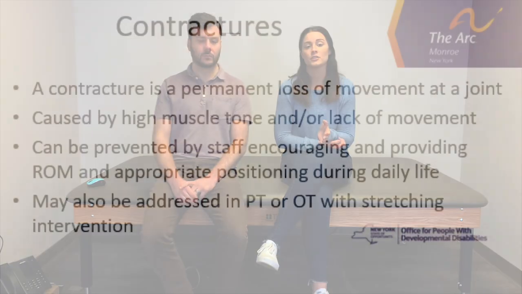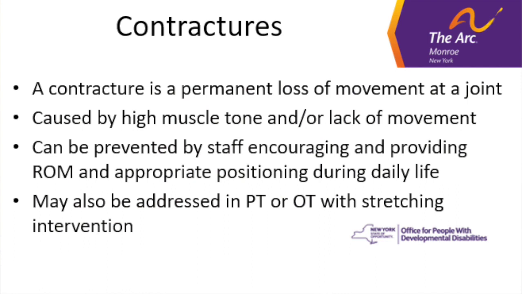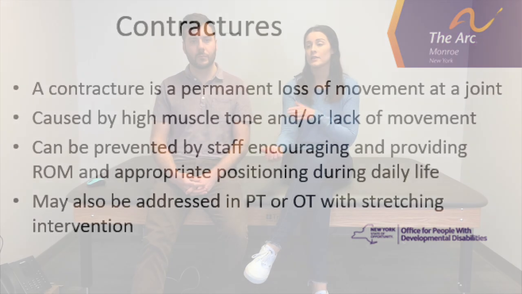So those things working together will help us to prevent what's called a contracture. A contracture is a permanent loss of movement at a joint. It's usually caused by high muscle tone or a lack of movement. So if someone has high muscle tone, say in their bicep, and their elbow is held in this position, and they don't receive stretching from therapy or encouragement and assistance from staff to move that elbow within their available range, then eventually the muscle itself can shorten. So there's actually a physiological change and you're not able to get that range of motion back. The only way to address that would be with surgery, which is something that we really want to avoid.